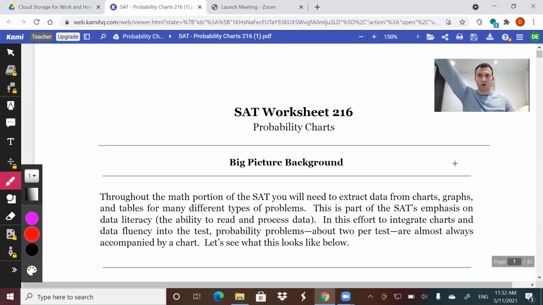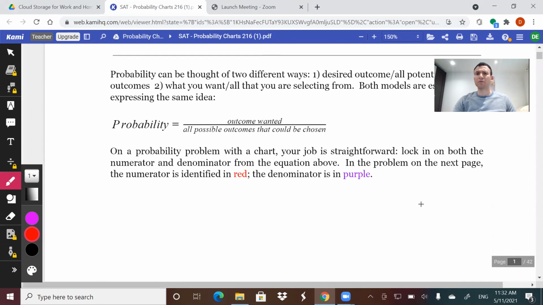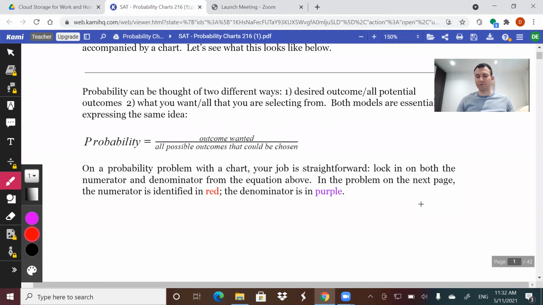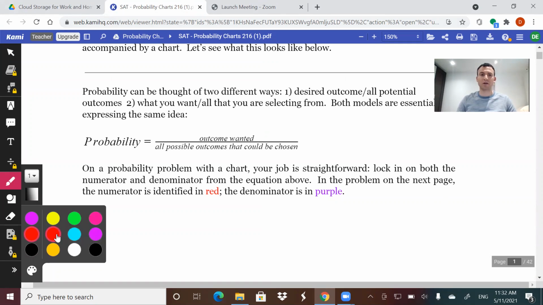Sometimes it will just be a chart with numbers. Other times it may be a histogram or a bar graph. But what we'll do is look into 3 different problems from past tests to see exactly what this looks like.